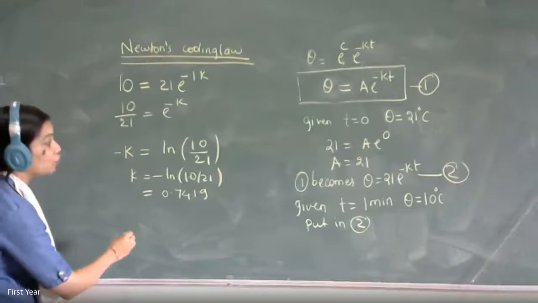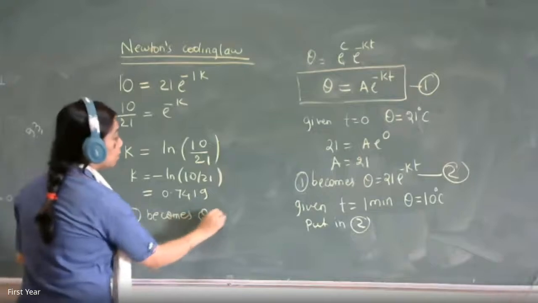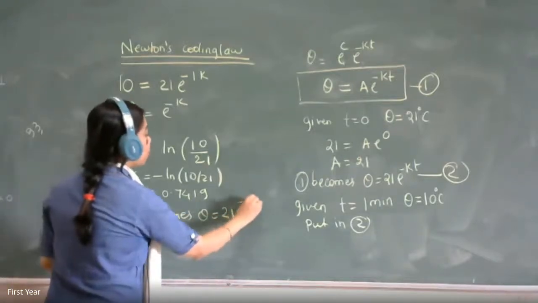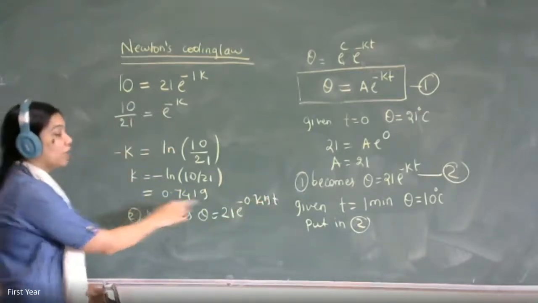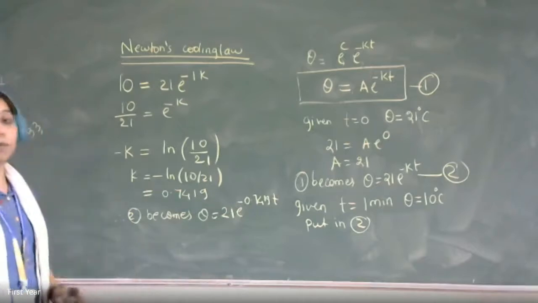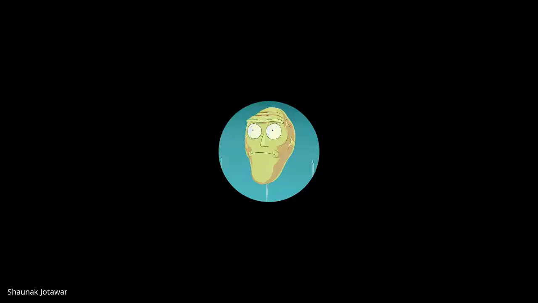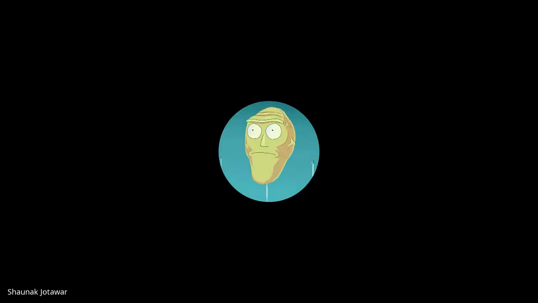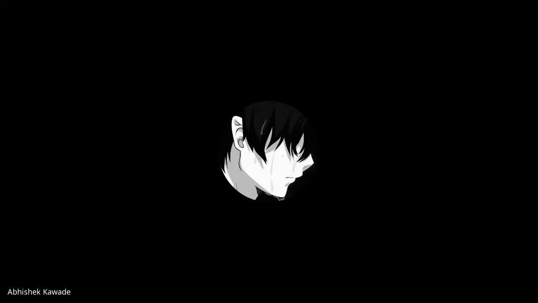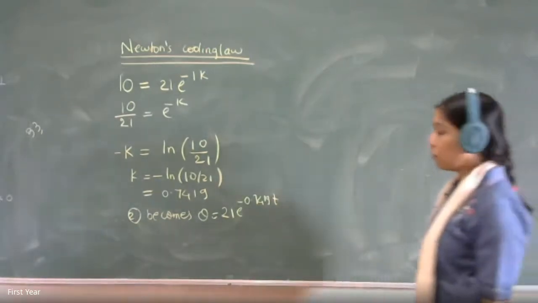And that's why your equation 2 becomes theta is equal to 21 e raised to minus 0.7419 t. Here also many students go wrong. K is plus, so minus k will be minus. And that's why the answer will be e raised to minus 0.7419. Is the final answer 2 minutes? Exactly 2 minutes? No, roughly, approximately. Yes, 1.94 minutes, or 1.96 minutes it is actually. Convert that into seconds, that will be your correct answer.